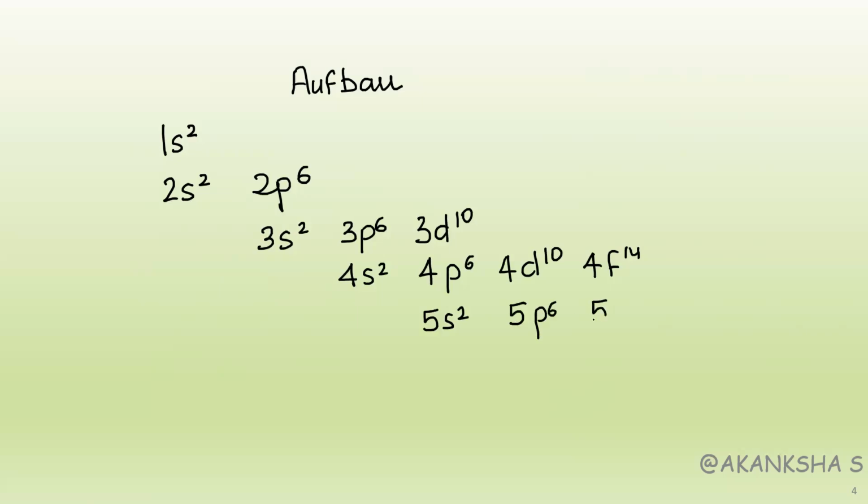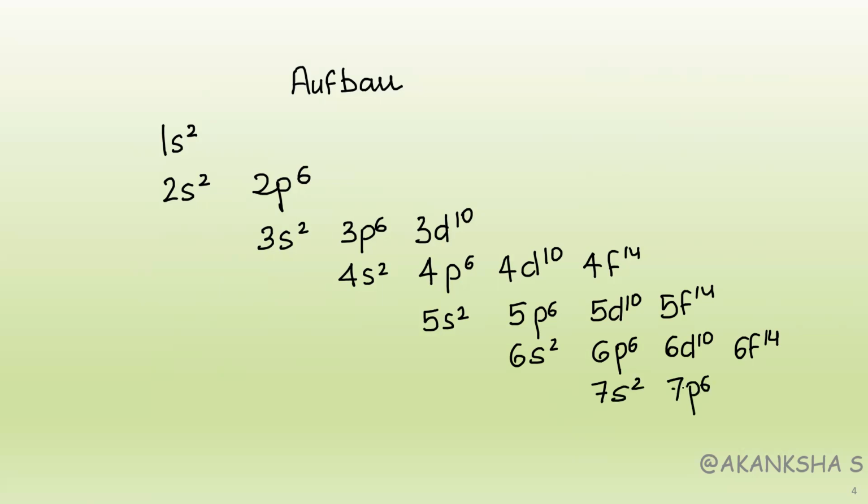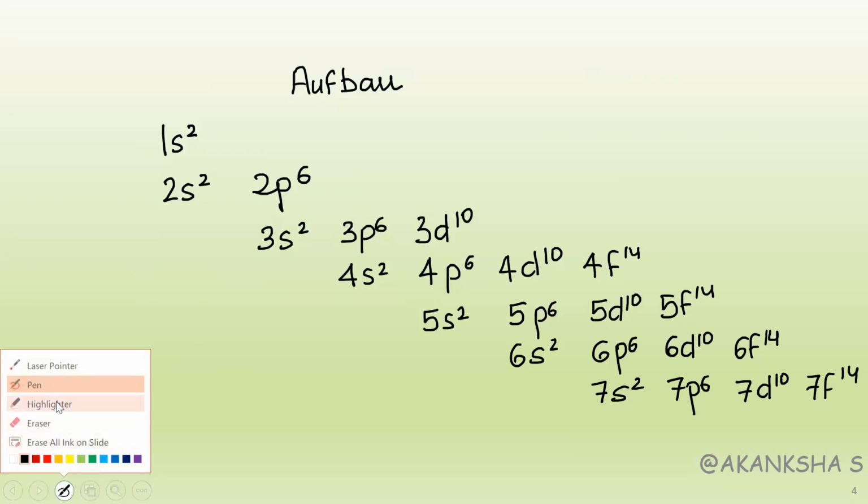5p6, 5d10, 5f14. Again a new number 6s2, 6p6, 6d10, 6f14. Then a new number under p6, 7s2, 7p6, 7d10, and finally 7f14. Okay, now let's see how this can work.